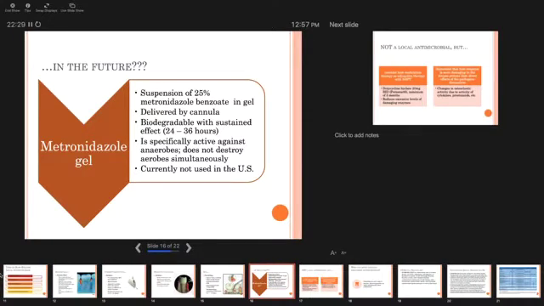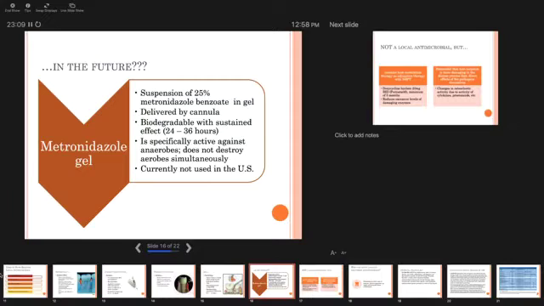So what about the future? One thing are some of those host modulation type of therapies that we talked about before. Those are potential in the future and very well could be a reality for all of us within our careers. But one of them also is the metronidazole gel. And it's in a suspension of 25% metronidazole benzoate. It's delivered by a cannula, right? So it's really thin and you can go under the gum tissue. And it's biodegradable with a sustained effect of 24 to 36 hours. So a much shorter sustained effect.